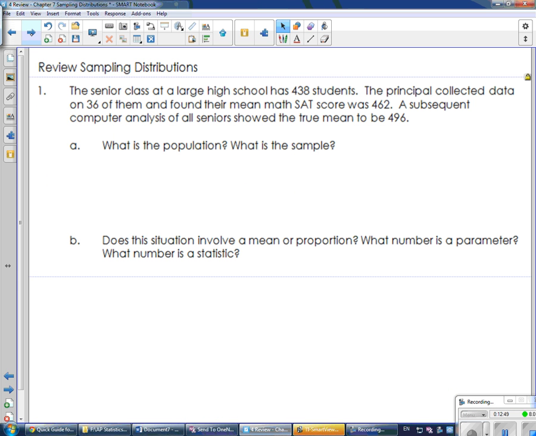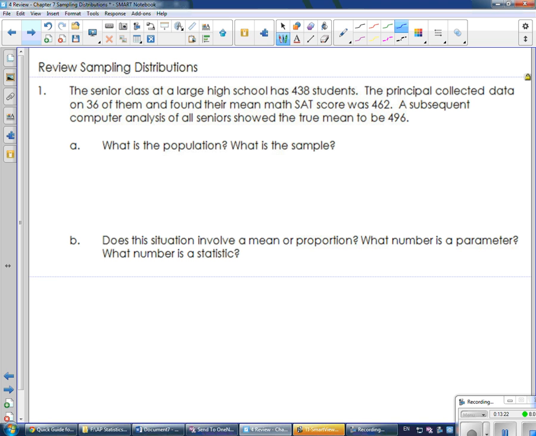Okay, so in the very first two questions, this is simply identifying the difference between the sample and the population, and then the parameter and the statistic. It seems easy, but this is where students lose points just for silly mistakes. In number one, it says the senior class at a large high school has 438 students. The principal collected data on 36 of them and found the mean math SAT score was 462. The subsequent computer analysis of all seniors showed the true mean to be 496.